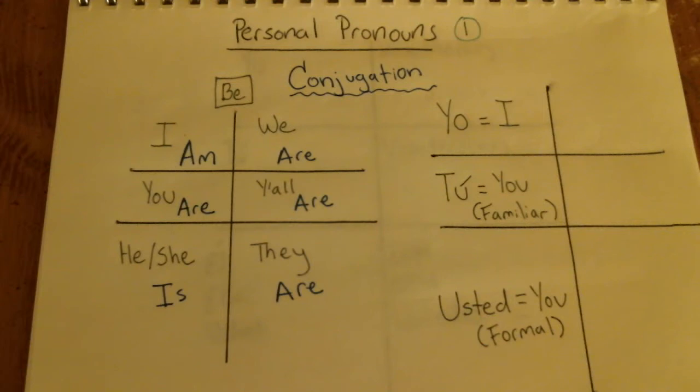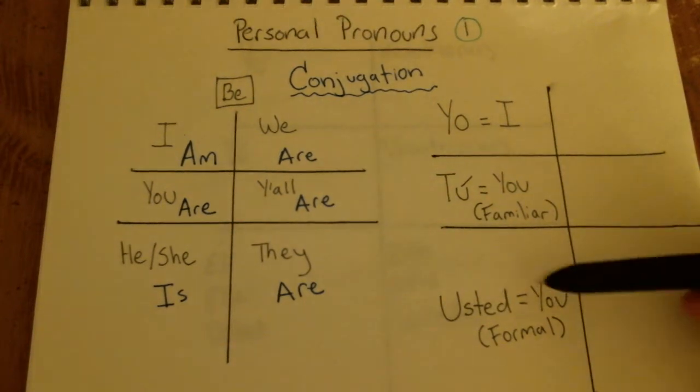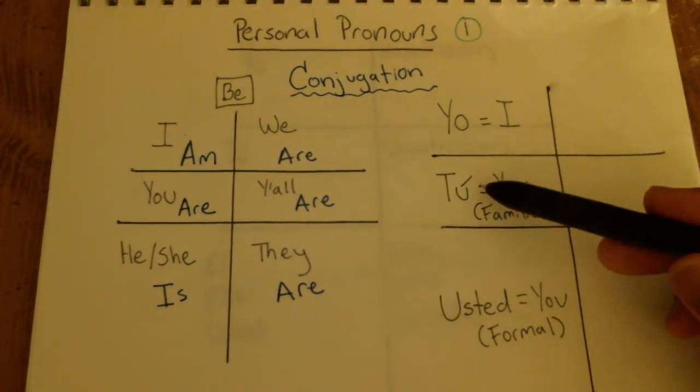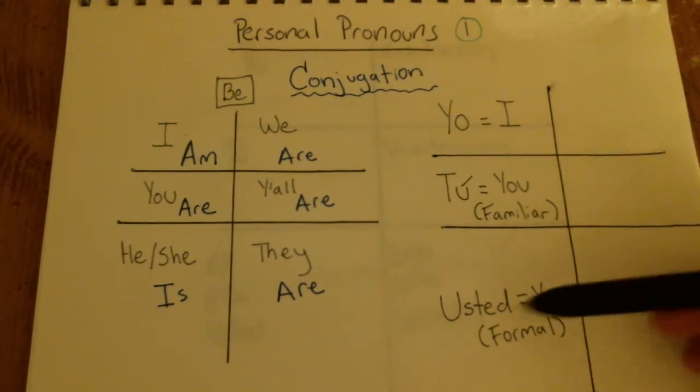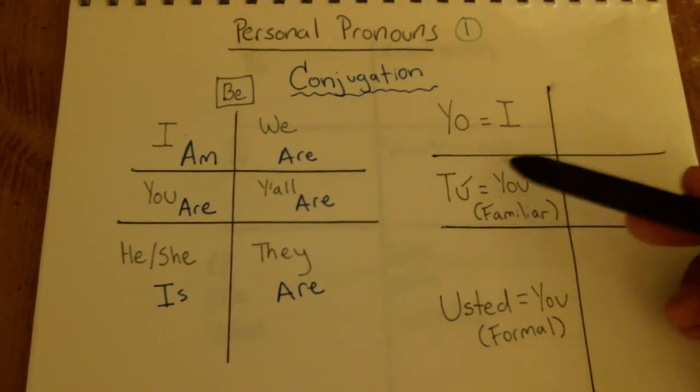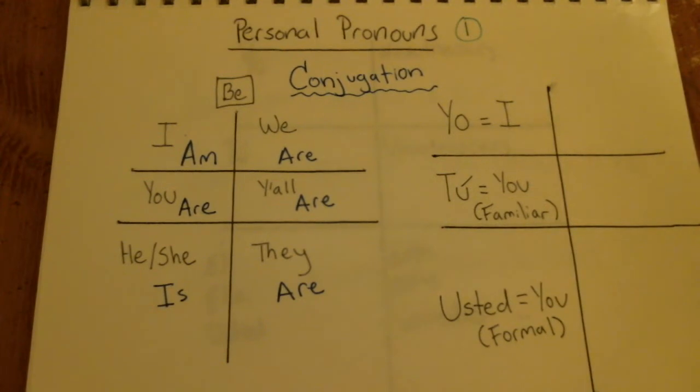If you're talking to a boss or a great grandparent or someone, in a more formal situation, you would say usted, you would not say tú. And so when you conjugate your verb, if you're talking to a boss, you would use the usted form of that verb and not the tú form of that verb.